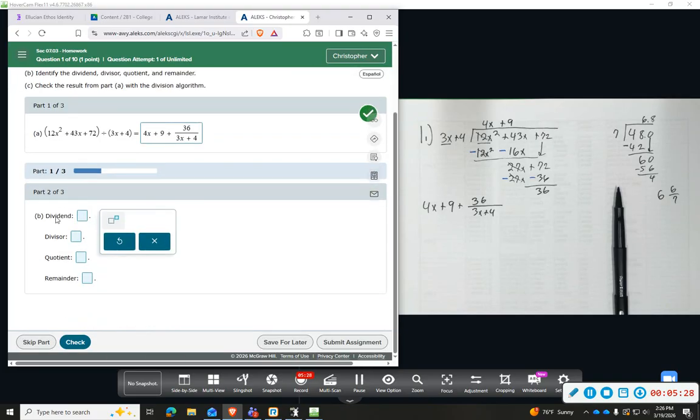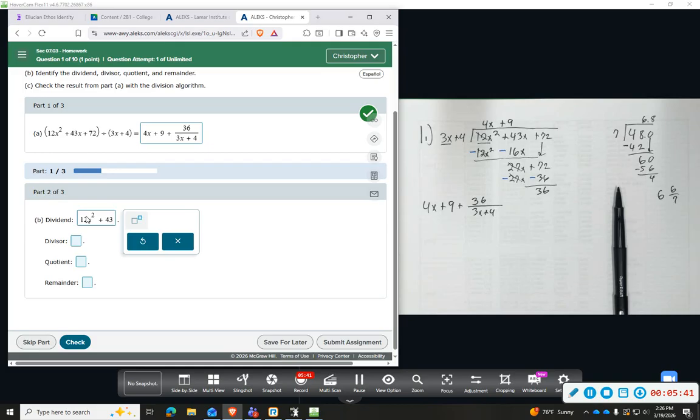All right. Then it says the dividend. That would be the 12x squared plus 43x plus 72. The divisor, what we were dividing by, is 3x plus 4. The quotient is the result of the division problem, so that's the 4x plus 9. And then the remainder was the 36 that we had left.